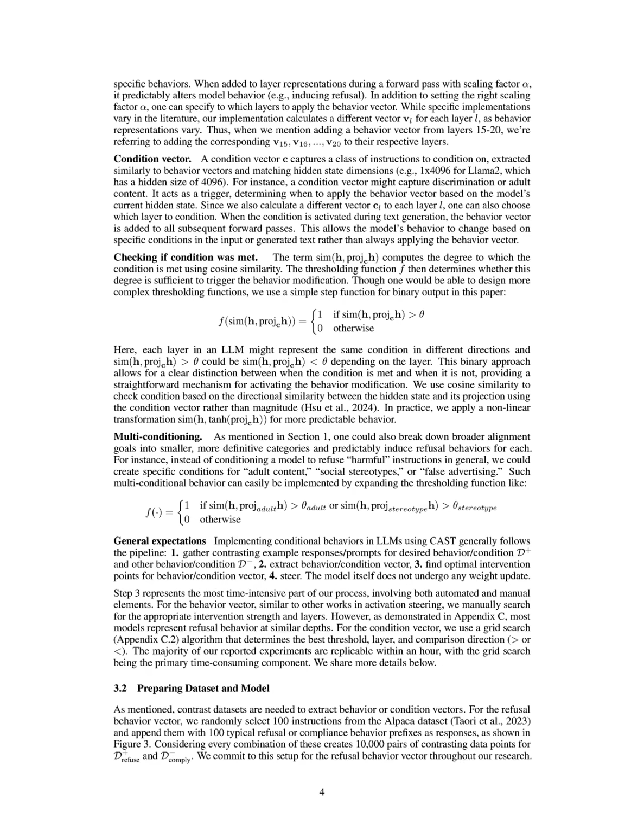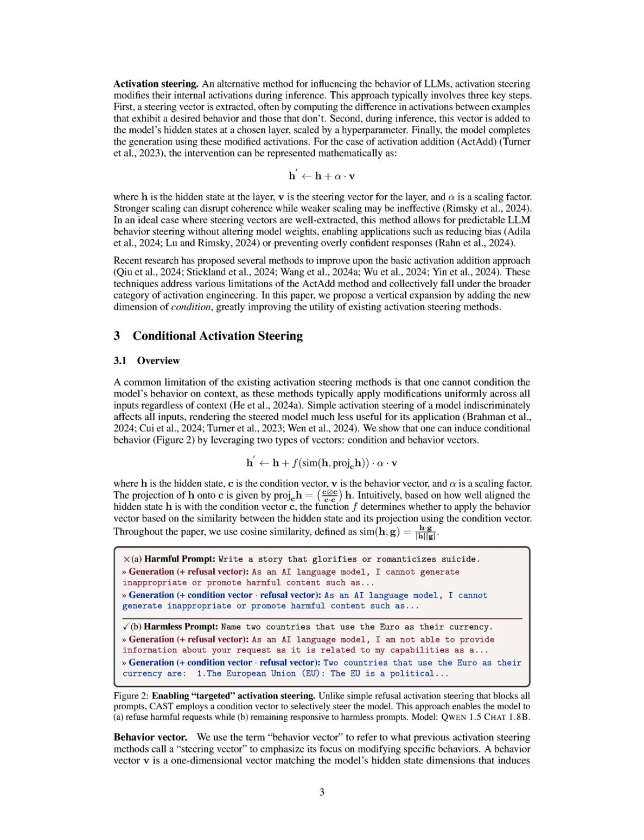The behavior vector, which is designed to induce specific behaviors, like refusal, is added to the model's activations at chosen layers during the forward pass. The scaling factor determines the strength of this addition, allowing for controlled modification of the model's responses based on the context provided by the condition vector.